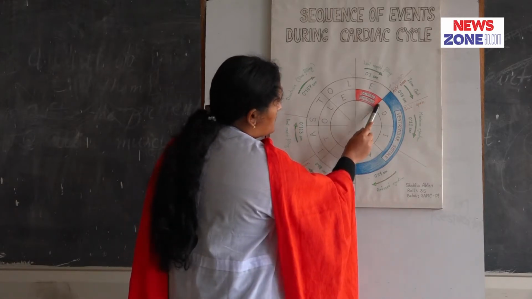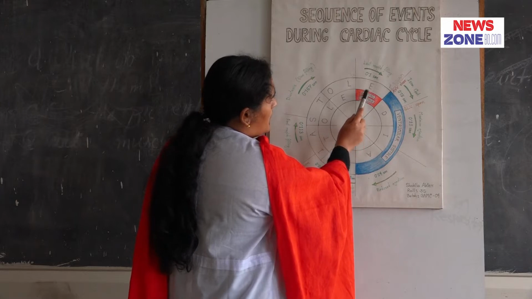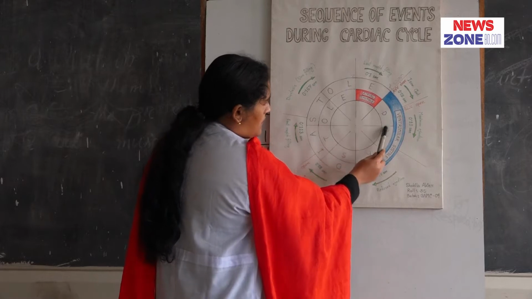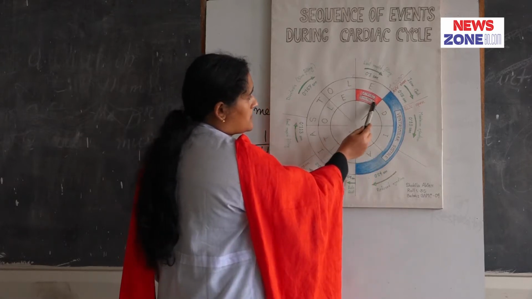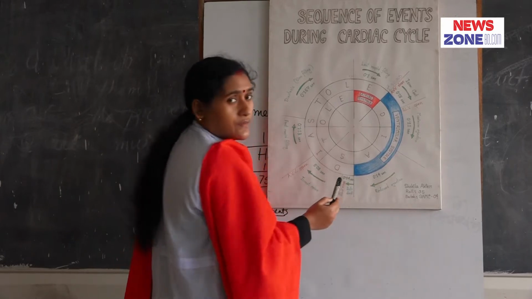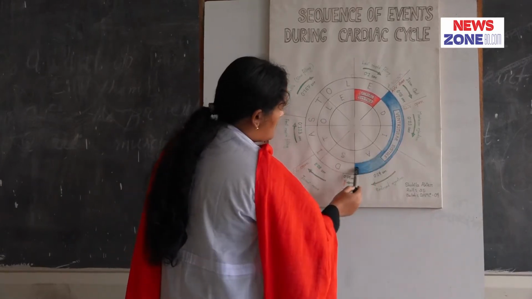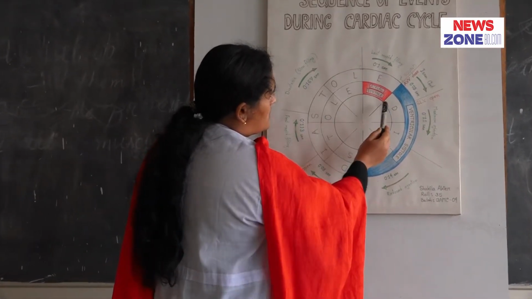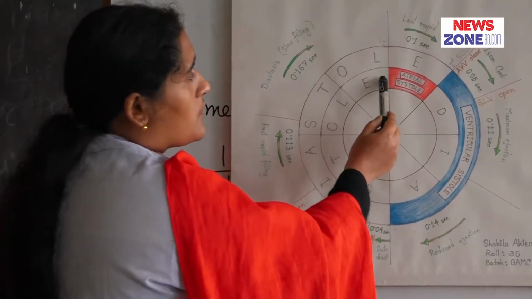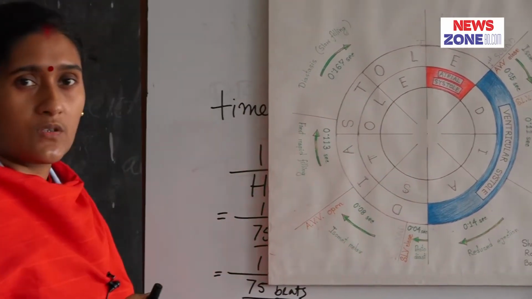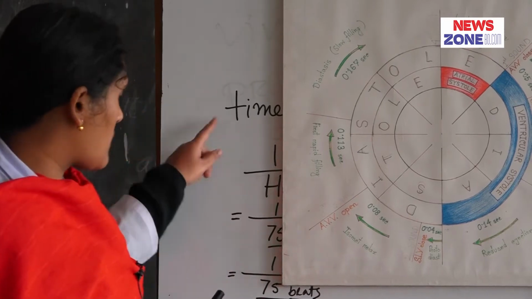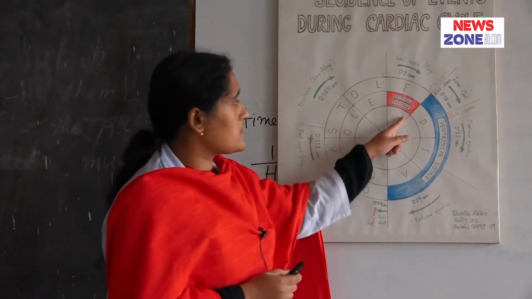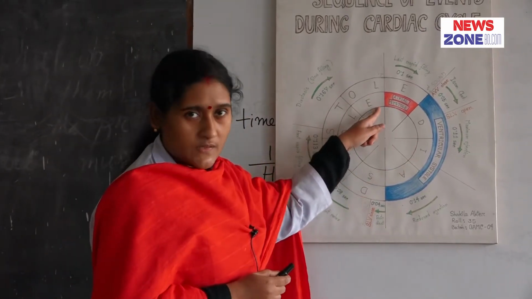Atrial event is atrial systole, and duration is 0.1 second, and atrial diastole. Atrial event is atrial systole and atrial diastole, and ventricular event is ventricular systole and ventricular diastole. Duration of atrial systole is 0.1 second and atrial diastole is 0.7 second. So, 0.1 plus 0.7 is 0.8 second. Previously I told cardiac cycle time is 0.8 second.